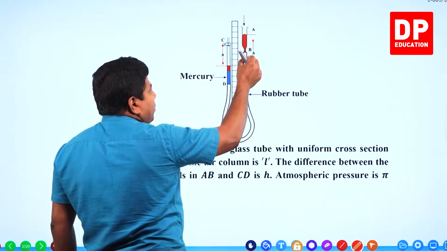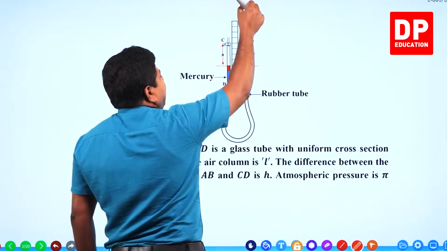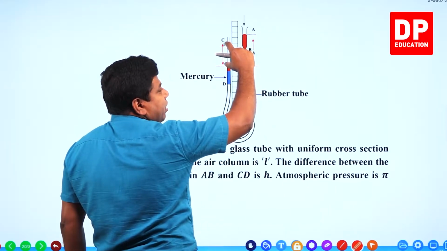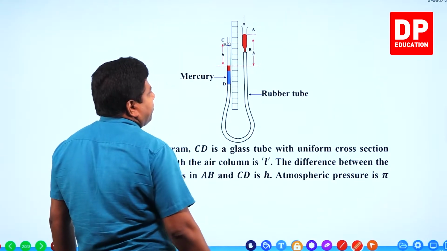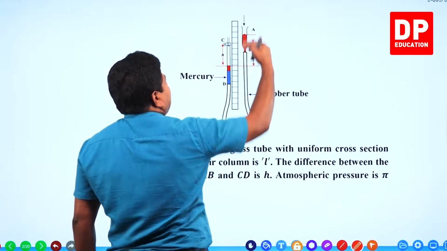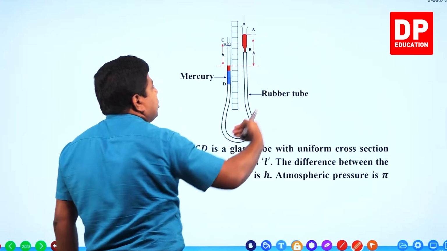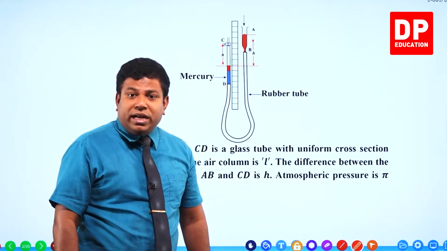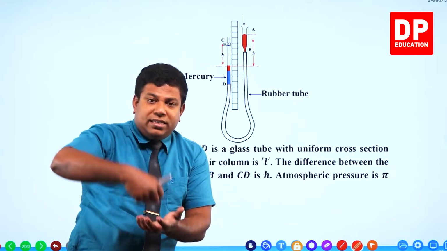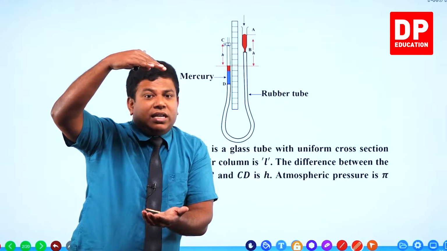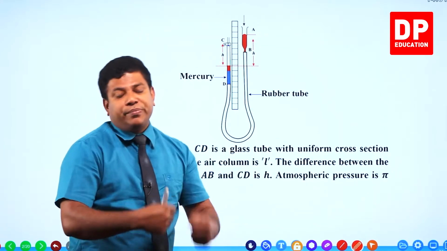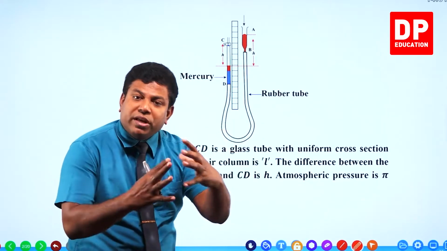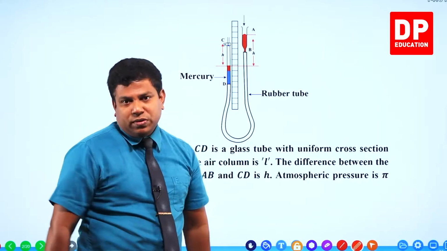So what will happen when you raise this end? The mercury on this side gets compressed, and the air column on this side gets compressed. Why? When you raise it, the height increases. When the height increases, pressure increases. Mercury is a very highly dense liquid. So if the height of the mercury column increases, it gives that much pressure. When pressure increases, the air column on this side will get compressed. Basically, the volume will reduce.